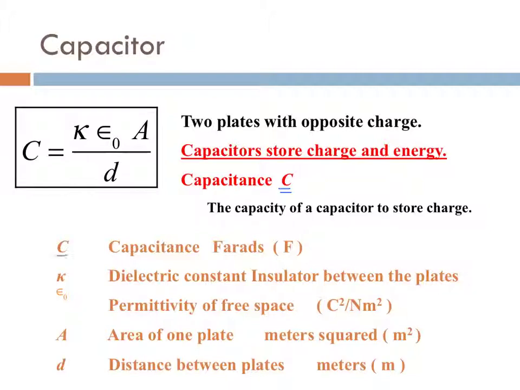So capacitance is going to have units of farads, which will be represented by an F. So everything in parentheses is a unit. K is going to be the dielectric constant. It's the insulator between the plates, and we'll talk about that in the next slide. E naught, we've seen this value before. It's the permittivity of free space. It's equal to 1 over 4 pi times K, which is 9 times 10 to the 9th.